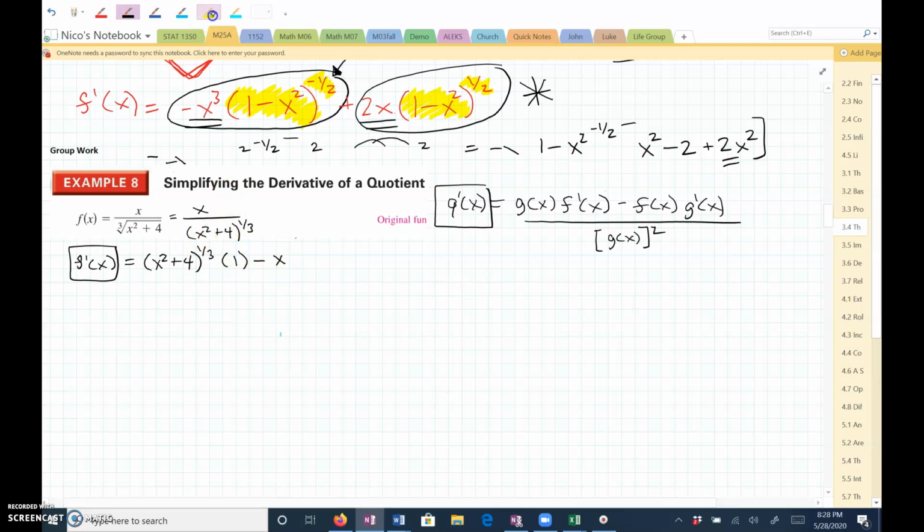So the derivative of the denominator, this is the chain rule, okay? And when we do the chain rule, we're going to start off by doing the power rule. So I'm going to have 1/3 out in front, x squared plus 4. Subtract 1 from 1/3, so that's going to be negative 2/3 power, times the derivative of what's the inside function here, so that's going to be 2x.